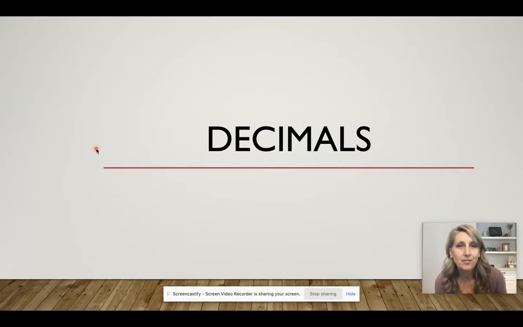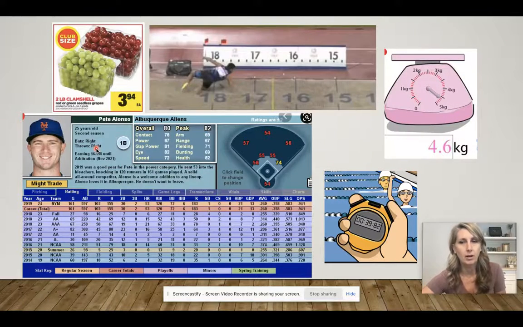Welcome back to our flipped classroom, day 2 of learning about decimals. Now, before we move on to adding new thinking, we're going to take a look at what we already know. We know decimals are all around us, and you might recognize some of these.